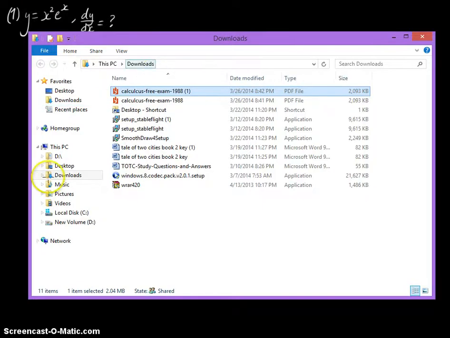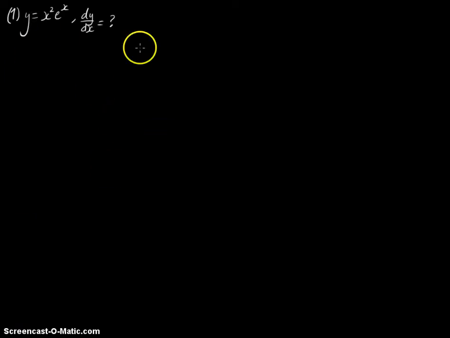Alright, so let's do question 1 from the AP Calculus AB exam from, let's see, 1988. So the question asks, what is dy/dx if y equals x squared times e to the x? So this is an implicit differentiation question. Can never pronounce that right. Alright, so let's differentiate this.